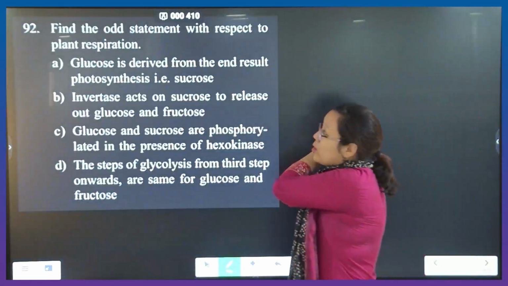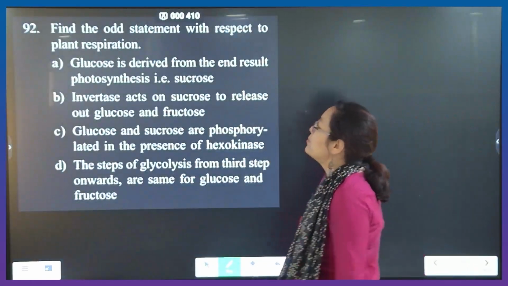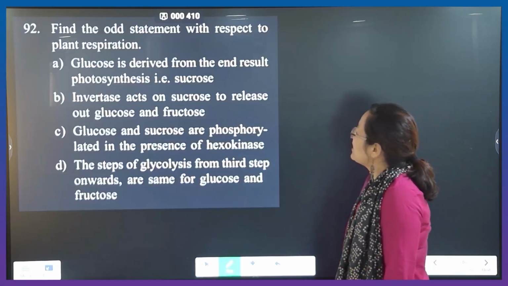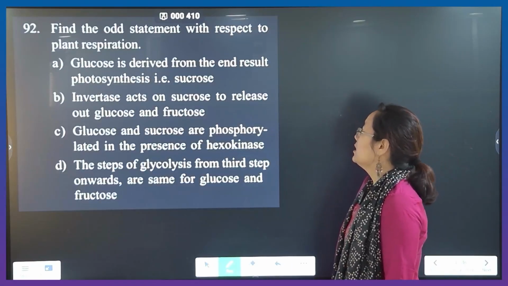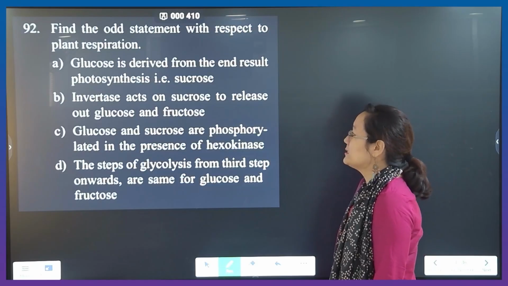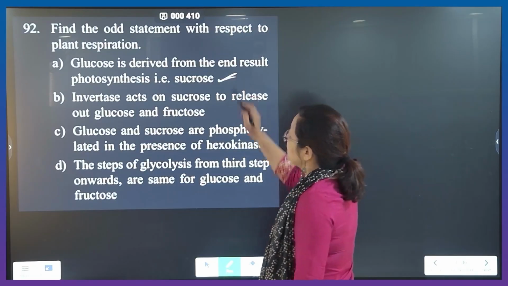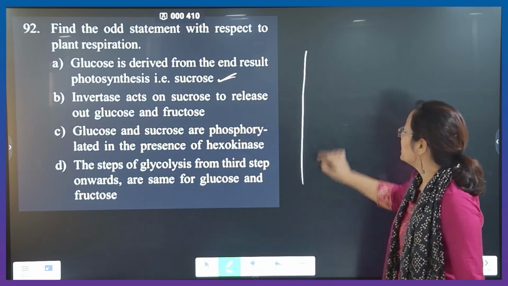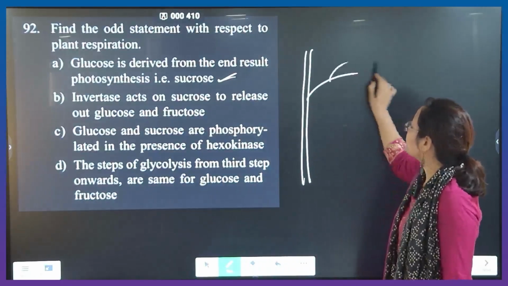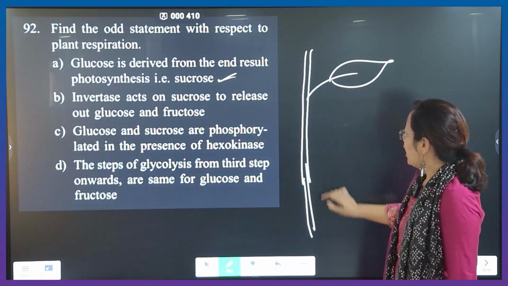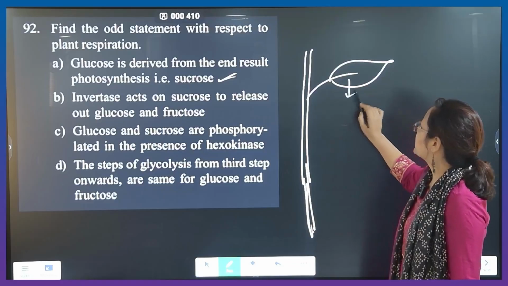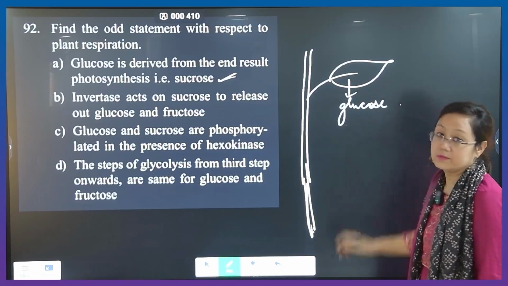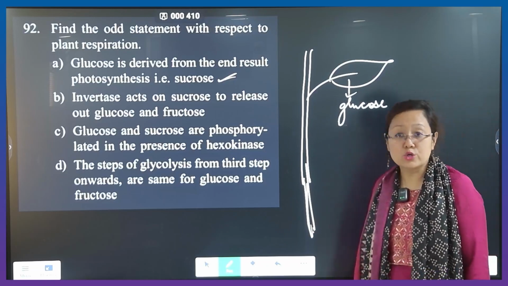Find the odd statement with respect to plant respiration. This is very simple. Glucose is derived from the end product of photosynthesis, that is sucrose. Here, see a simple concept. In the case of plants, suppose this is a plant, this is a leaf here. Always remember that the product of photosynthesis is glucose.